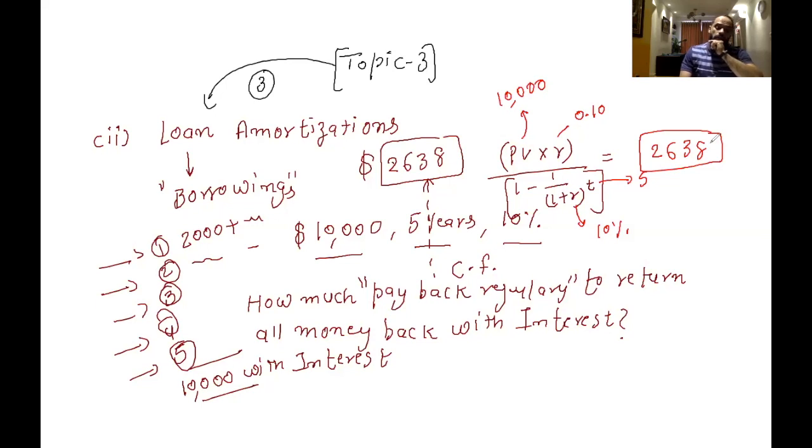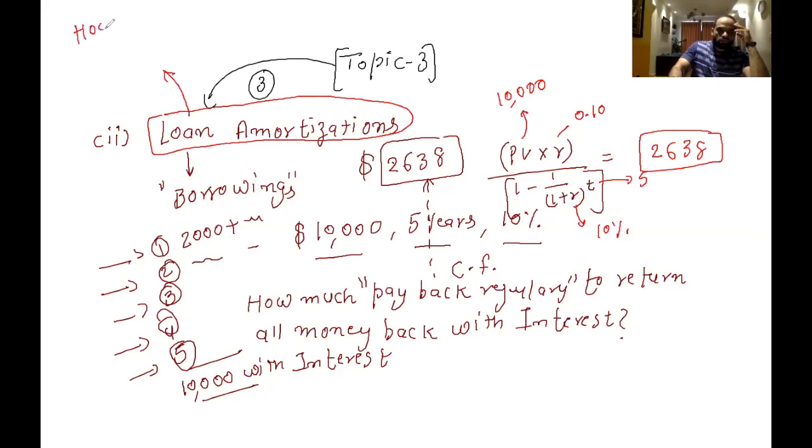So it means how many periodic payments are required. Loan amortization means amortize means reduce, right? So loan redemptions. How many payments required for loan repayments.